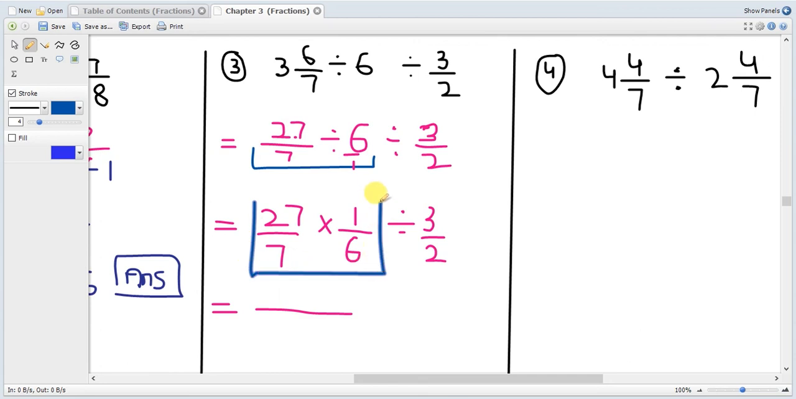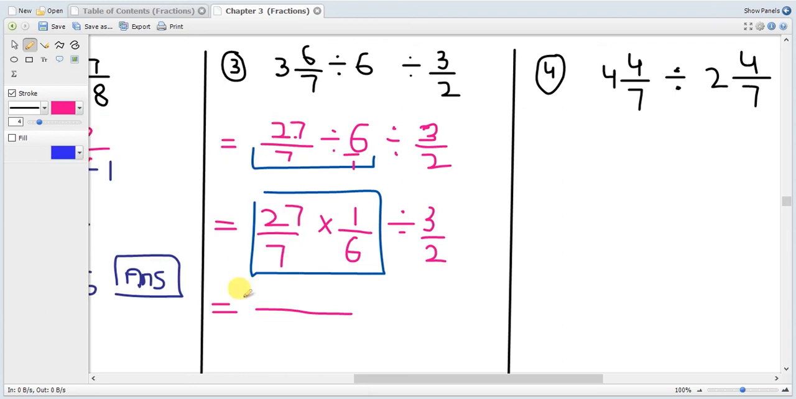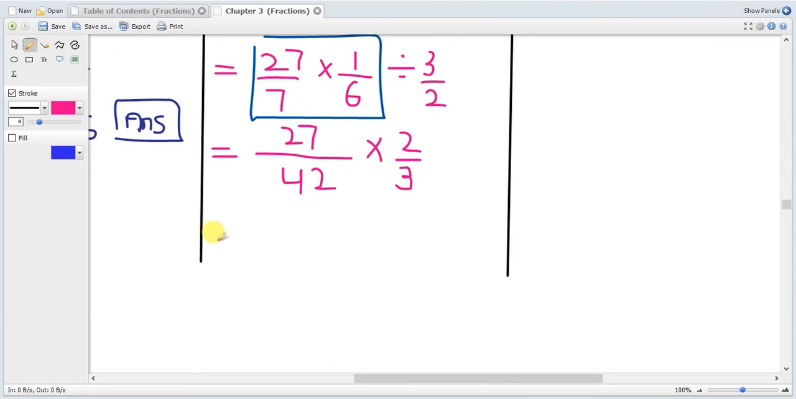We are solving these 2 fractions. Okay, so this cannot be simplified. So simply multiply. 27 times 1 is 27 and 7 times 6 is 42. Now shift down the second fraction, which is 3 over 2, or you can solve it directly from here. So change this division sign into multiplication and flip the positions of the second fraction. From 3 over 2 it will become 2 over 3, right?